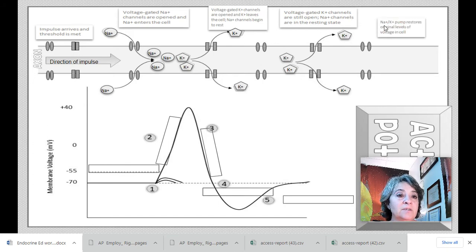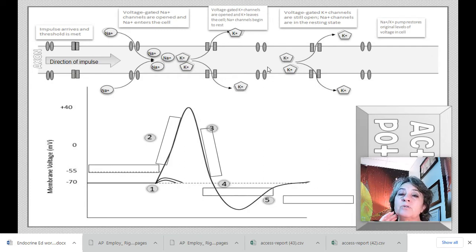And then finally, there's a pump on the inside of the neuron. It's going to pump the sodium and potassium back to the original levels. It's going to kick sodium out to go back outside and bring potassium back in. And the impulse can then start over again.